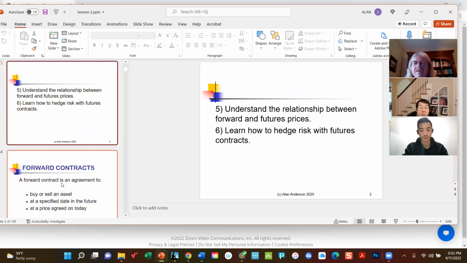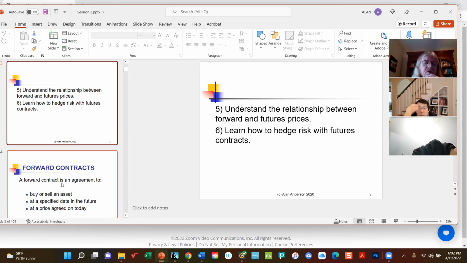Understand how forward and futures prices are related to each other, and then spend some time looking at hedging strategies with futures contracts. You might recall from last time that futures contracts are very standardized. So in other words, you can't just choose whatever you want. You usually have to take whatever is available. And because of that, any given futures contract is not likely to be exactly what you need for your own hedging strategy. So there are ways you have to work around this, but we'll see how that goes.